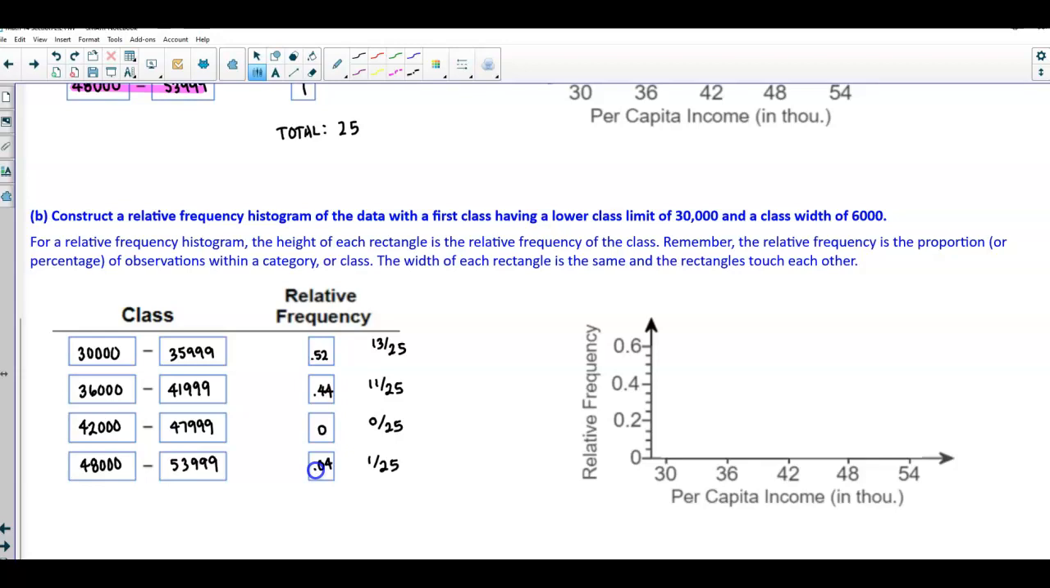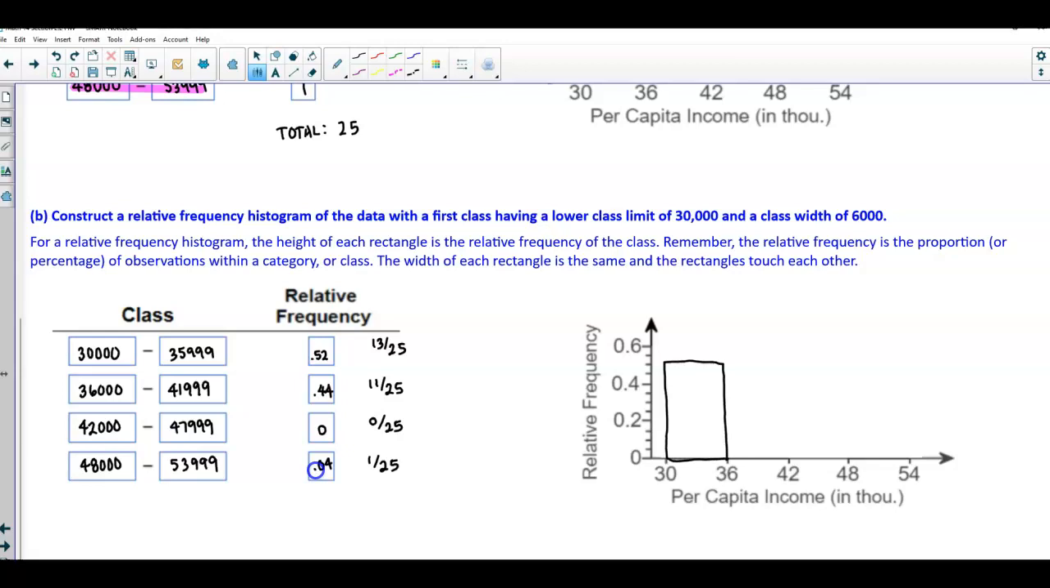Okay, so now what we're going to do is we're going to do the same thing. We're going to create our rectangles. So for the first class going from 30,000 to 36,000, we want to go all the way up to 0.52. So all the way up to 0.5 and a little bit above there, and that's going to be 0.52. Okay, and that is the first class.